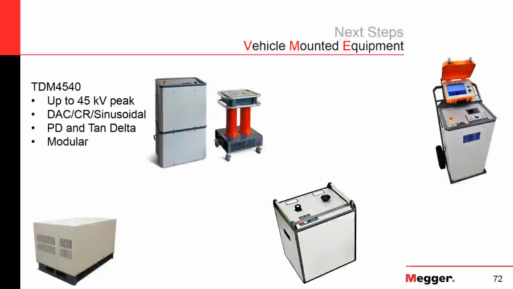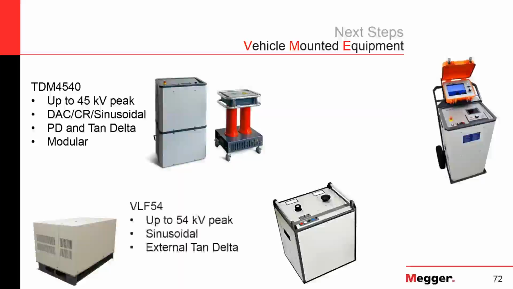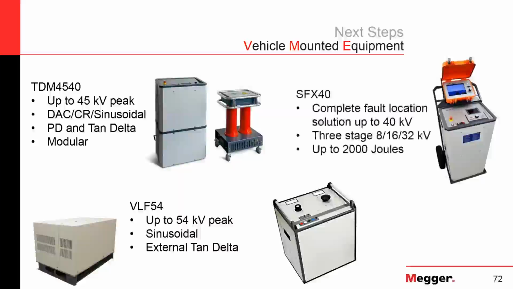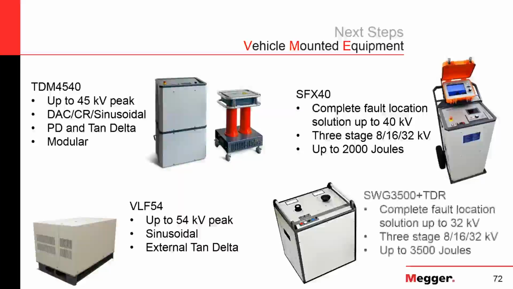If those aren't big enough, now we're going to start looking at vehicle-mounted equipment, something like our TDM 45. I like this unit a lot because it does everything we talked about today. It does damped AC, cosine rectangular, and sinusoidal all in one box, which means we can do partial discharge testing at power frequencies and tan delta testing with 0.1 hertz.